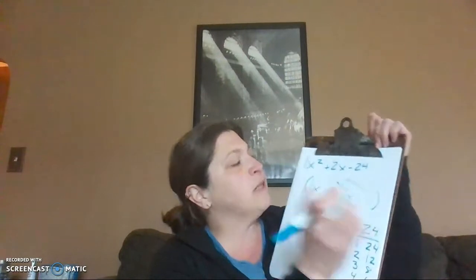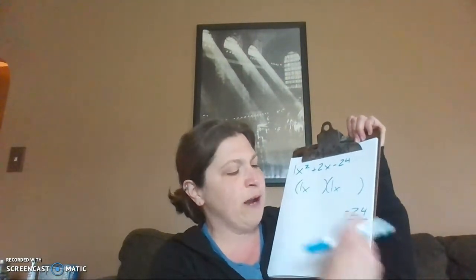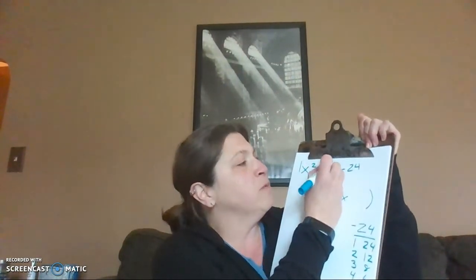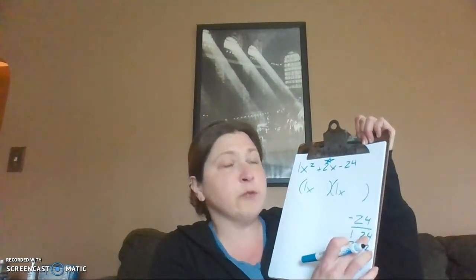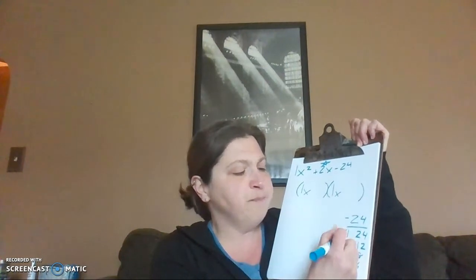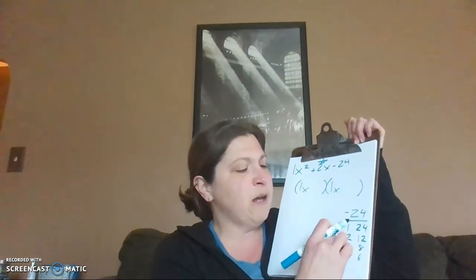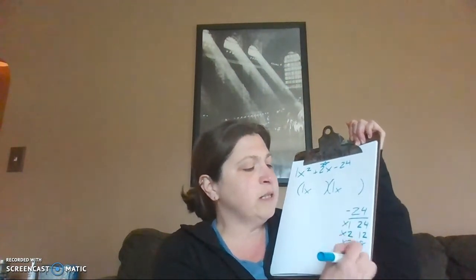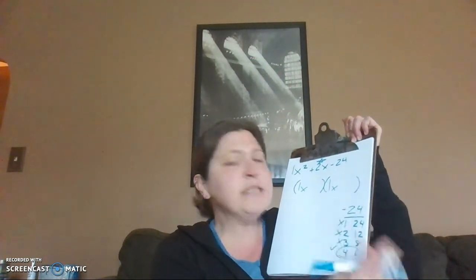All right, so let's think about this. Which set of numbers, when I subtract them, will give me this 2? Well, 24 minus 1 is 23. Nope. 12 minus 2 is 10. 8 minus 3 is 5. Nope. But 6 minus 4 does give me 2. That's how I know which set of numbers I'm going to pick.